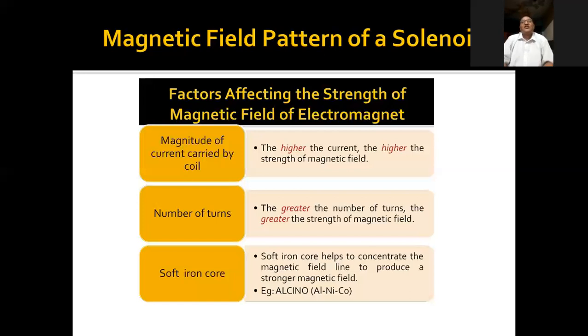So you see, how can you increase the strength of the magnetic field of a solenoid? Three things: increase the current flowing through the solenoid, increase the number of turns of the coil per unit length, and put a soft iron core inside the solenoid. So these three factors affect the strength of the magnetic field of the solenoid. I hope that you have understood this.